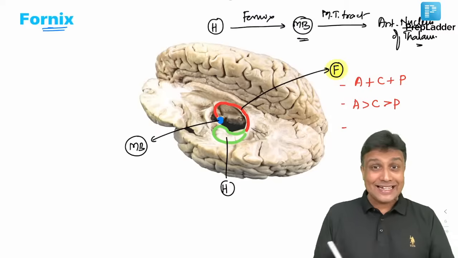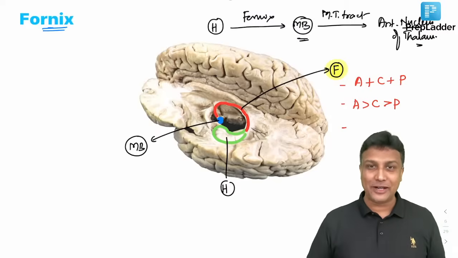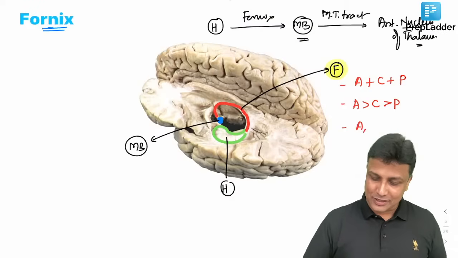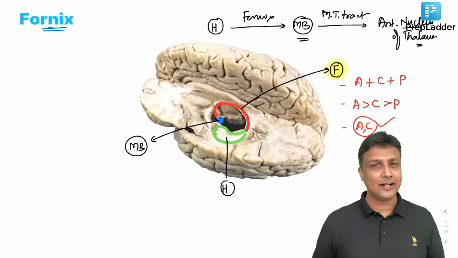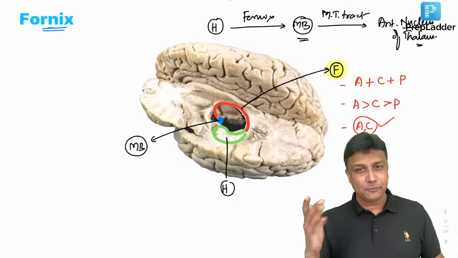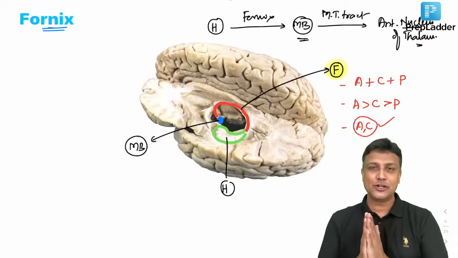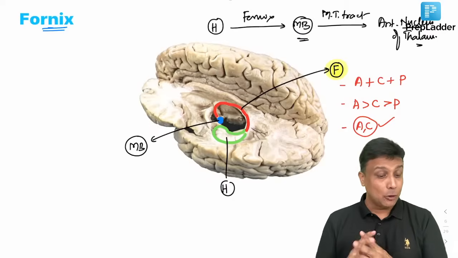Now similarly, recently in one of the exams, they have given a combination, my dear friends. Remember, it is more of association and commissural fiber. This is the right answer. If they have given any other combination, please omit that one. The best combination here will be association and commissural. And why am I telling you like that?